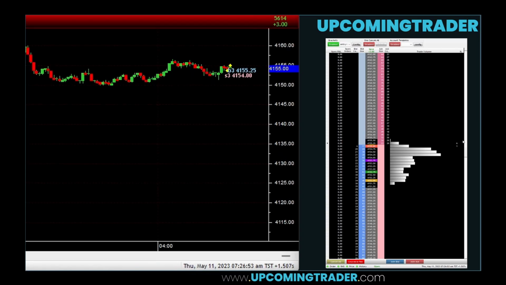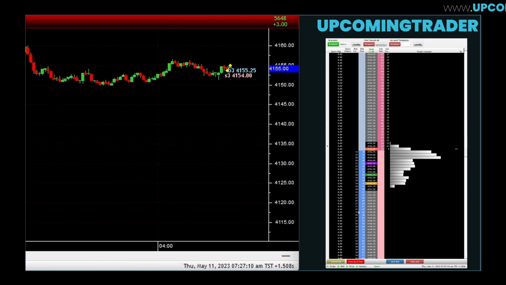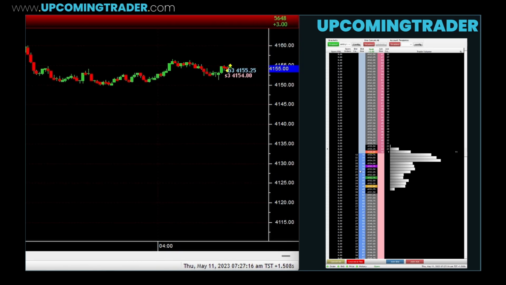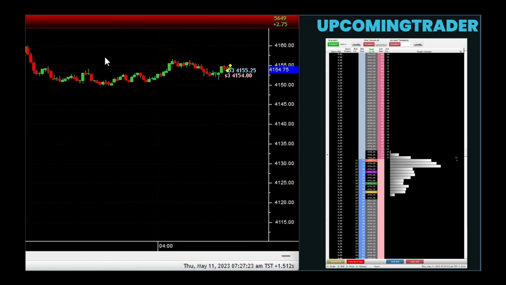A flag pattern forms after a strong price movement, known as the flagpole, followed by a period of consolidation with parallel trend lines that slope against the prevailing trend. This pattern resembles a flag on a pole. It indicates that the market is taking a breather before continuing in the same direction. When the price breaks out from the flag formation, it typically continues in the direction of the initial move.